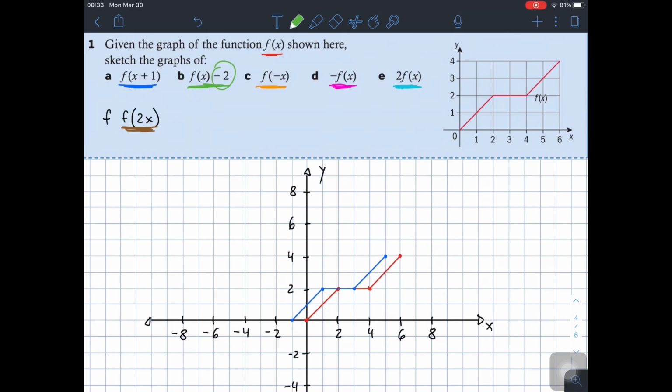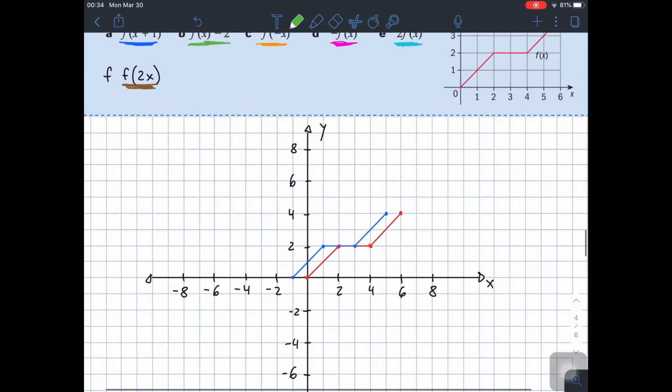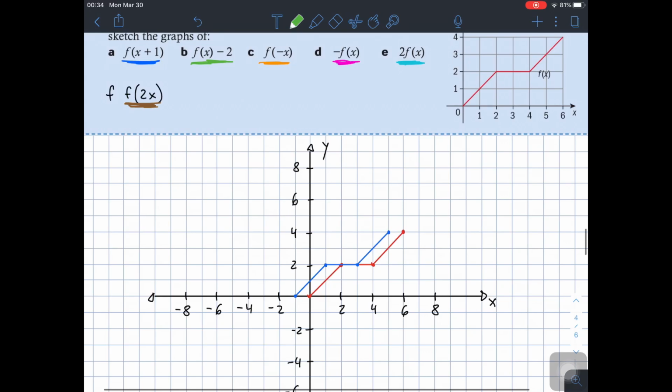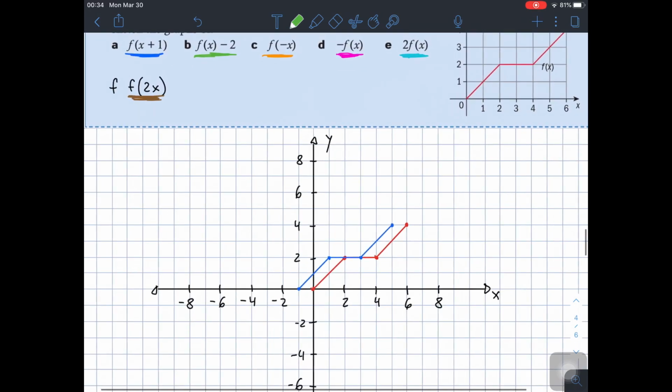What type of transformation is this? This is a vertical transformation, which moves the function 2 units down, because there's a negative sign in front of the 2, right? So we need to translate the original function, the red one, 2 units down. So in this case, all of the points move 2 units down.